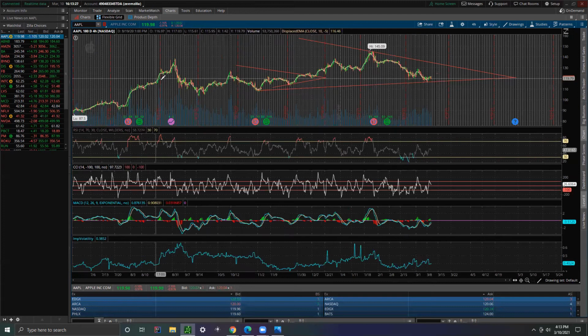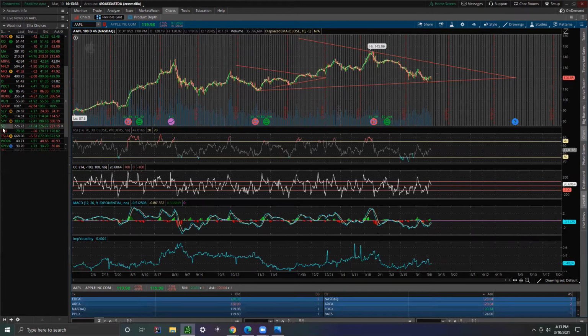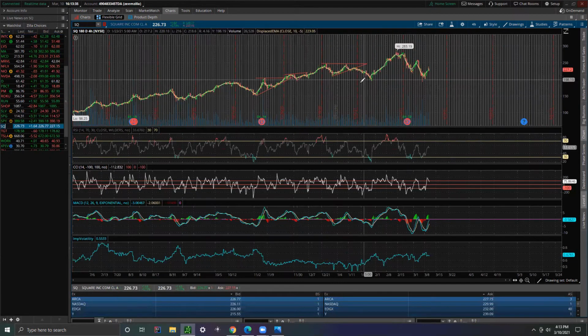So yeah, this doesn't take a lot of time, guys. It takes about 2 or 3 minutes to make these lines. Let's just do a square just for the fun of it. So here's our support.